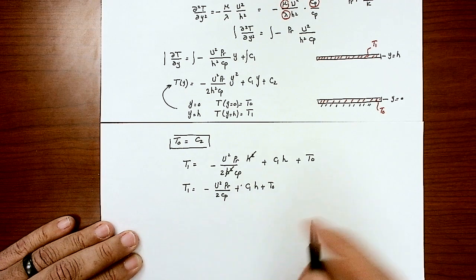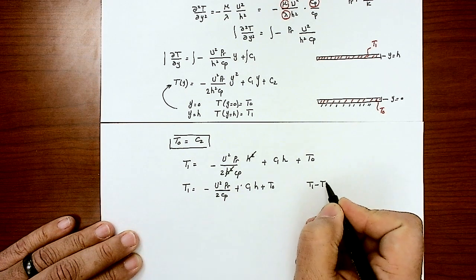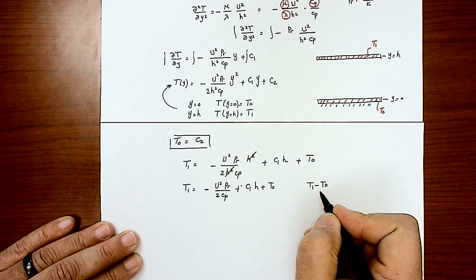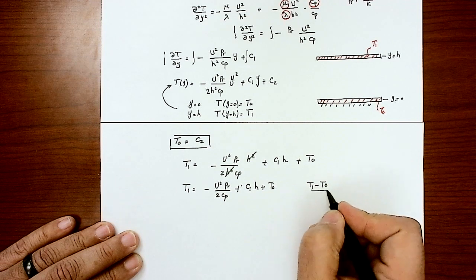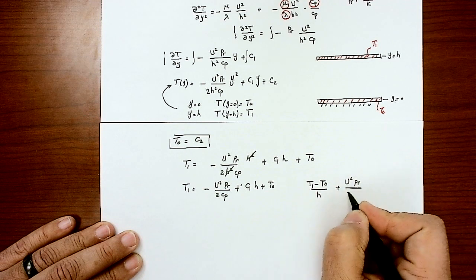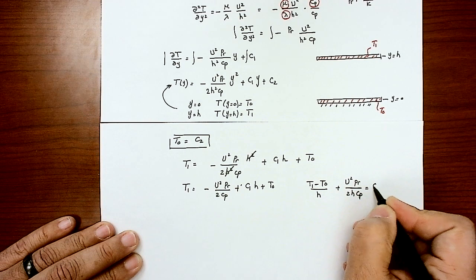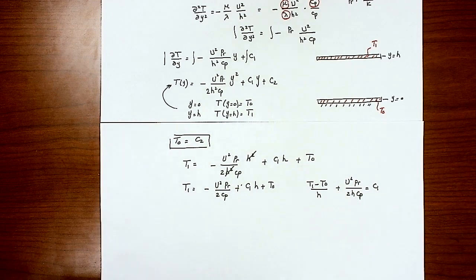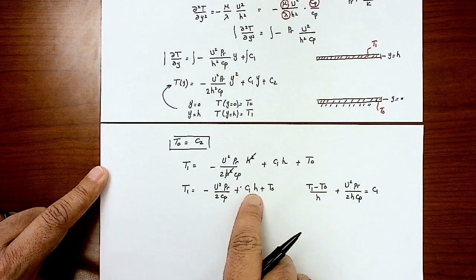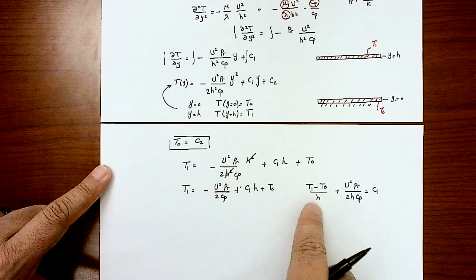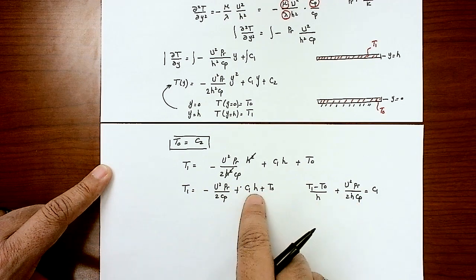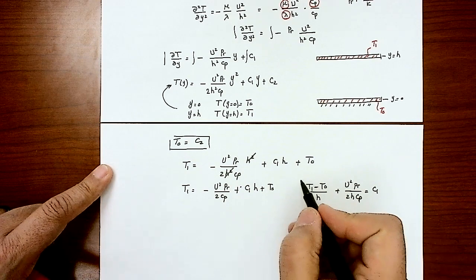I can isolate C1 from here. So T1 minus T naught, divided by H, plus U square Prandtl number over 2H CP. This will give me C1. So what I did, I brought that T naught to the left-hand side, so T1 minus T naught. Then I'm going to divide all terms by H. Now I have U square, Prandtl number divided by 2 CP and H that's coming from the division here. So I got C1, I got C2.